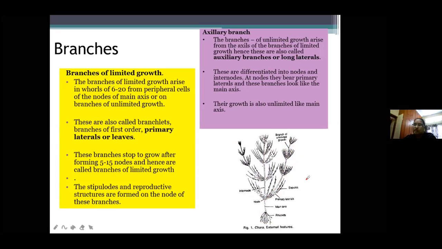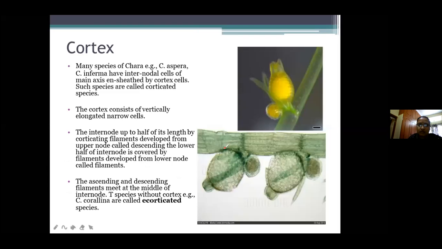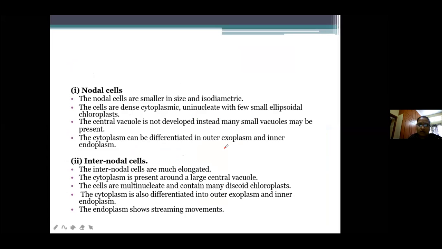Next one was cell structure. What is the characteristic cell? What type of chloroplast is present? Next, growth also I'll explain, and the reproduction. Wait. Nodal cells and internodal cells, these are all completed, girls.